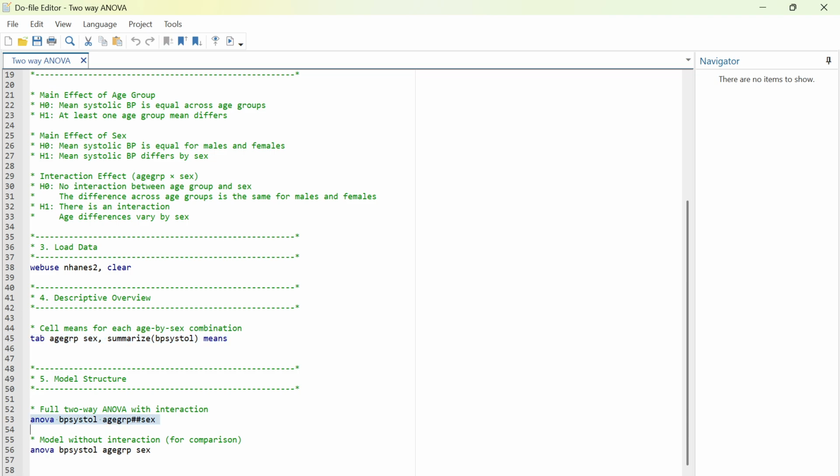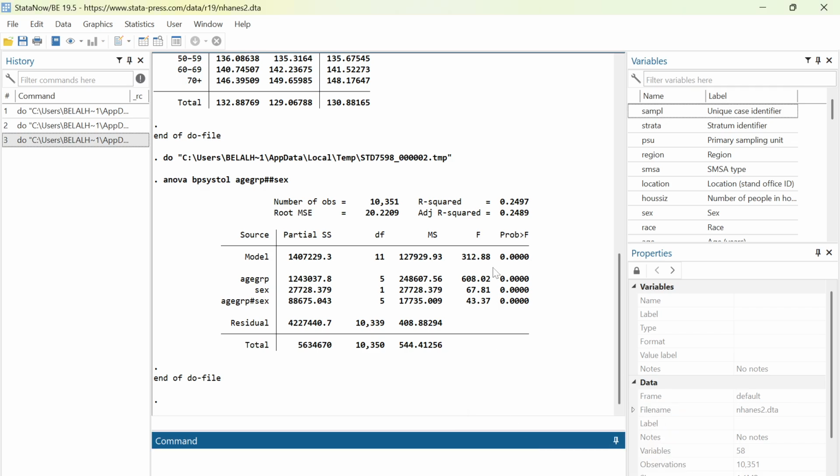So select this ANOVA and then BP systole, and then you write two factor variables, and then in between you write two, we call it hashtag, but it's pound. It's pound, right? So double pound, and select it and execute the selection. So what happens is now you can see age group, sex, two factor variables, and then the interaction terms.